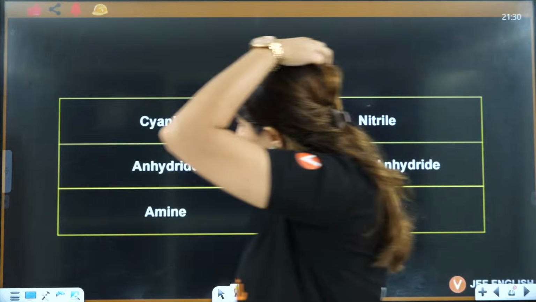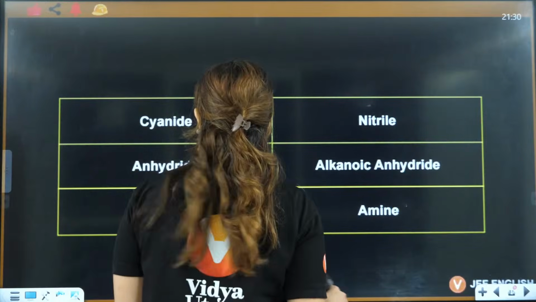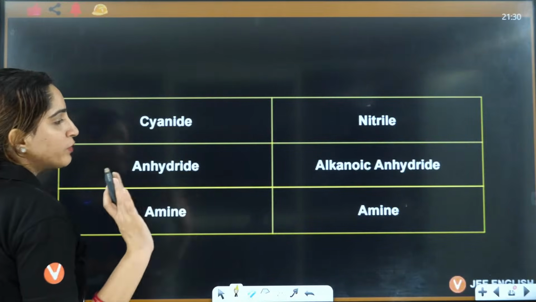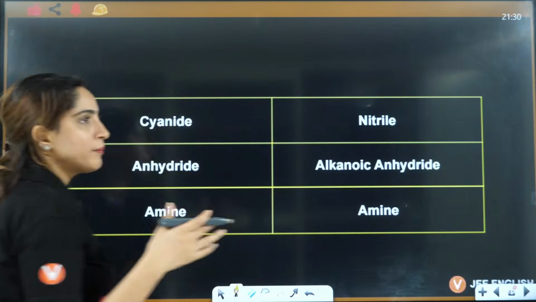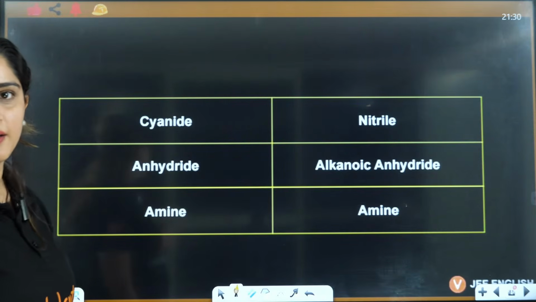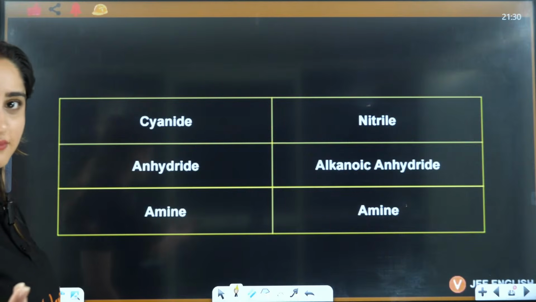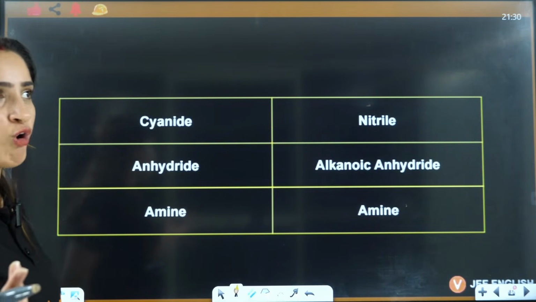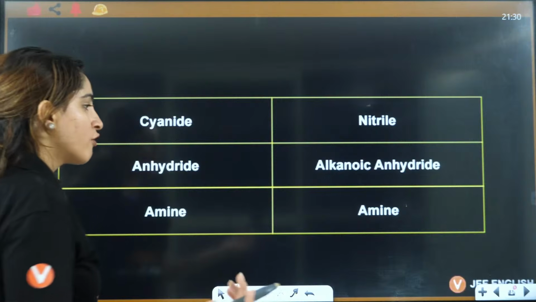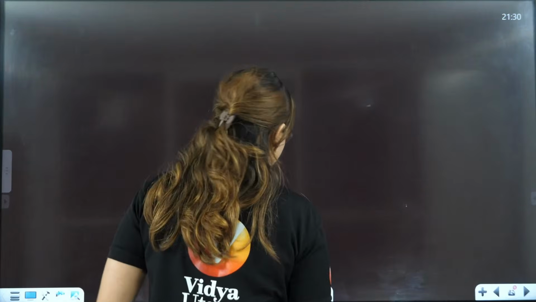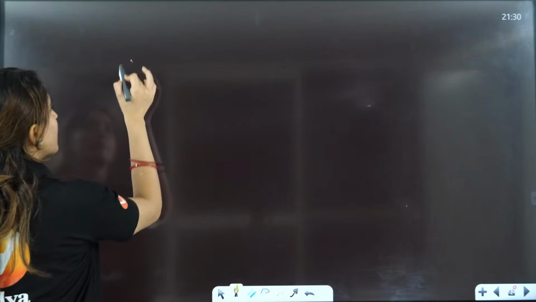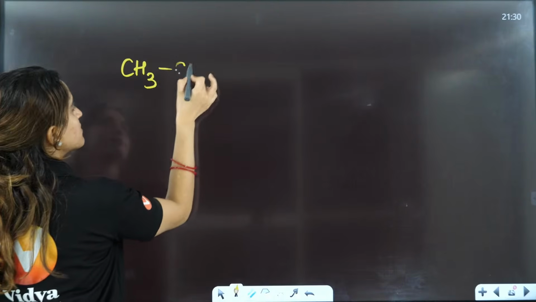I can give you an example of this one. Anhydride we have done, amine we have not done, right? Amine is directly written as amine, okay? Methanamine or ethanamine, right? For example, like this, I'll just write these two things here. For example, you have CH3, CH2, CN.